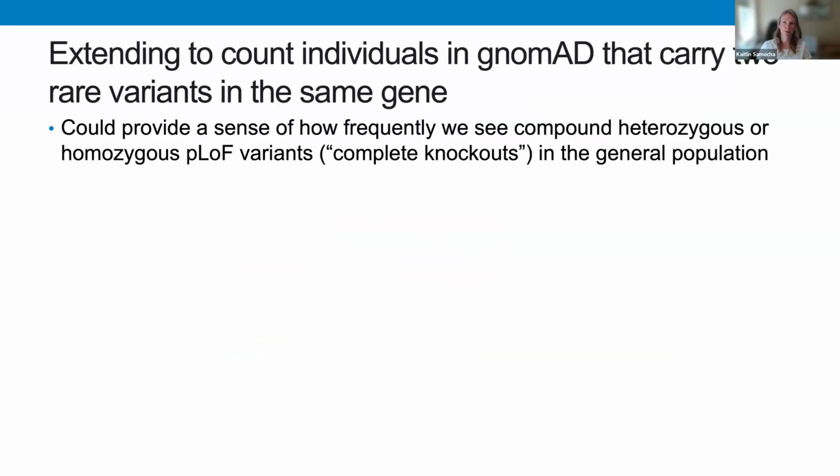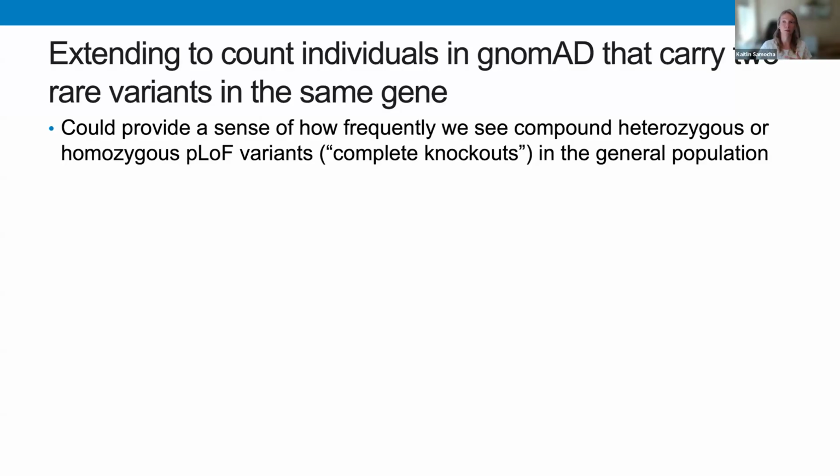So we also wanted to be able to provide a little bit more of a reference for individuals. We are counting up, in the same gene, how many individuals have 2 rare damaging variants. We've done this previously looking at homozygous loss of function variants, sort of complete knockouts, but compound heterozygotes is something that is less available.